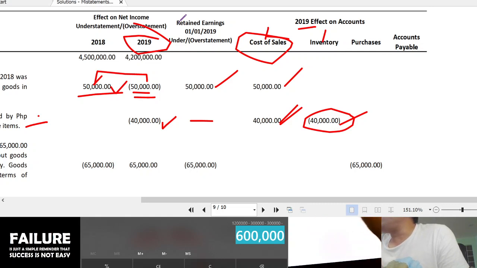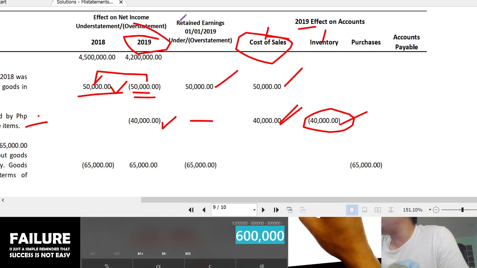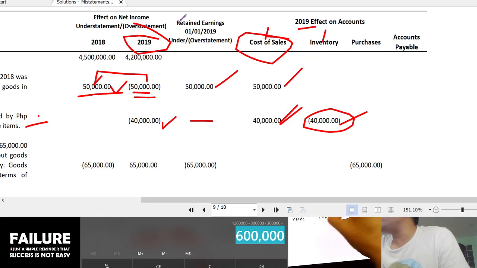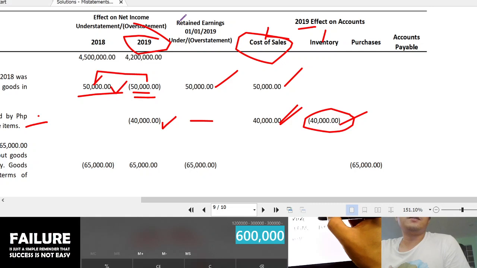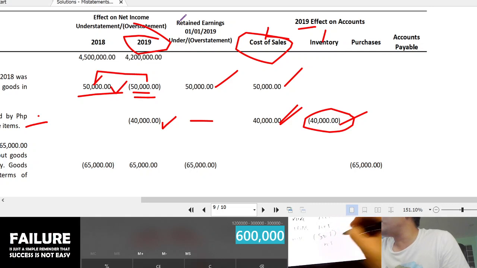Now, to illustrate para mas madali natin intindihin, same example tayo. In 2019, let's say we have a beginning inventory of 0. Ito yung correct ha. Then we have purchases of, let's say, 100,000 pa rin. So we have a total goods available for sale of 100,000. Ending inventory, let's say yung correct is 80,000 pa rin. So we have a cost of sales of 20,000.